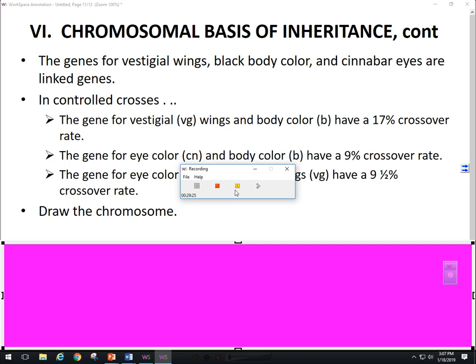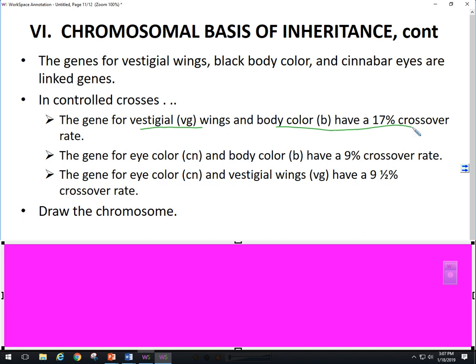So if you wanted to take the crossover percent rates and draw a chromosome and where these genes fell, here's a typical example. If we know that the gene for vestigial wings, VG, and body color have a 17% crossover rate, then you could draw where these fall. Like VG could be here, and B would be over here, and there would be 17% or 17 map units between those two. Okay, then if we know that CN and body color, so body color is B, and then CN have a 9% crossover rate.